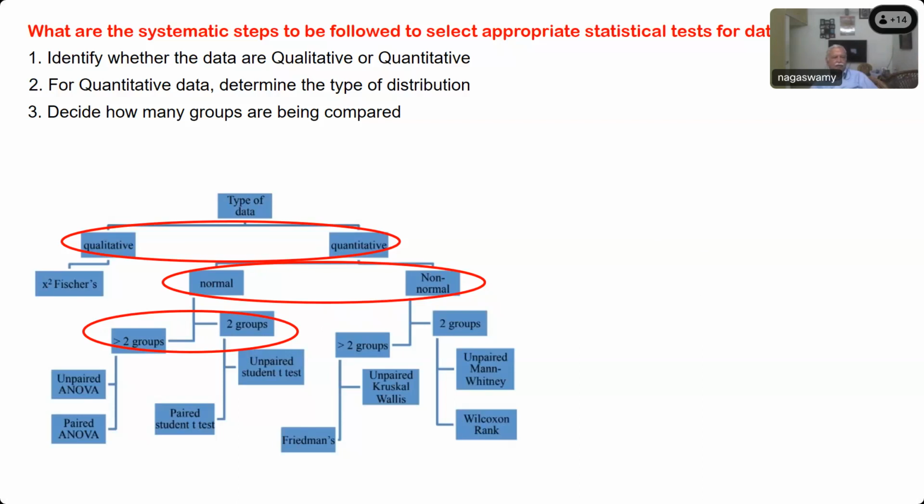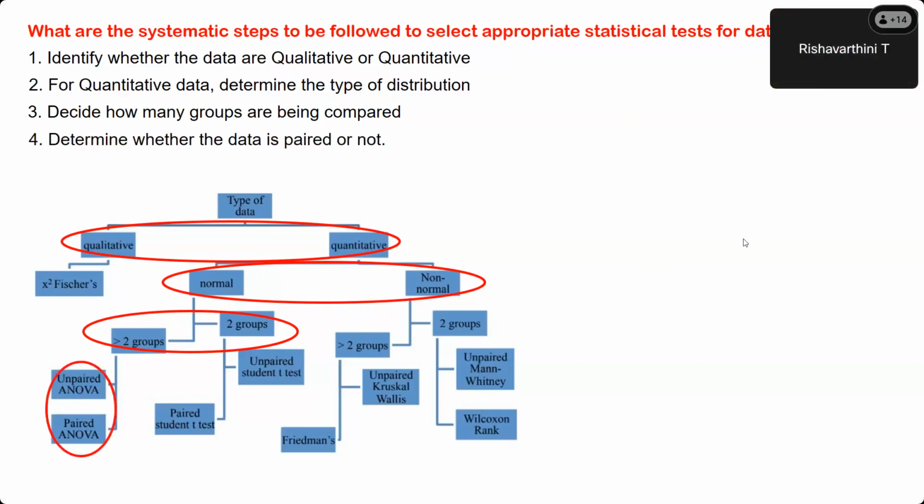Then the corresponding test: determine whether data is paired or unpaired. Okay. So qualitative or quantitative first step, normal or non-normal, or parametric or non-parametric, number of groups 2 or more, then paired or unpaired. These are the 4 steps that we have to use. Okay.